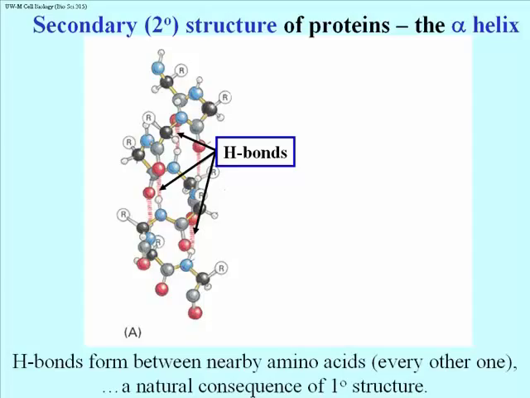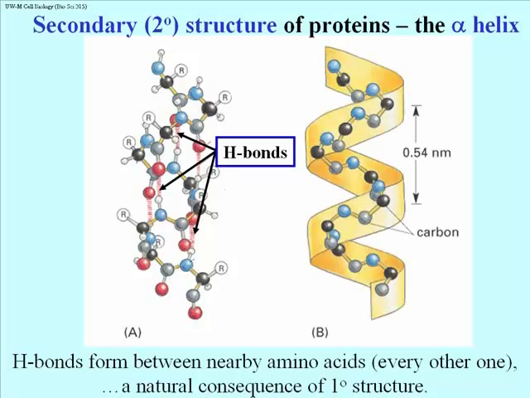The H bonds actually form between every other amino acid in a polypeptide. And this is a natural consequence of the primary structure, the natural consequence of the actual amino acid sequence. So here is that alpha helix illustrated with a ribbon structure to show you the backbone of the polypeptide and to track the actual helix.